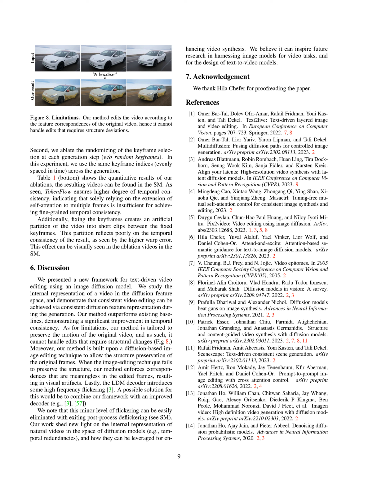However, our method does have some limitations. It's designed to preserve the motion of the original video, so it can't handle edits that require structural changes. Also, our method relies on a diffusion-based image editing technique to preserve the structure of the original frames. If this technique fails to preserve the structure, our method enforces correspondences that don't make sense in the edited frames, leading to visual artifacts. Finally, the decoder we use introduces some high-frequency flickering. One possible solution to this would be to combine our framework with a better decoder. We've found that this minor level of flickering can be easily removed with existing post-processing deflickering techniques.